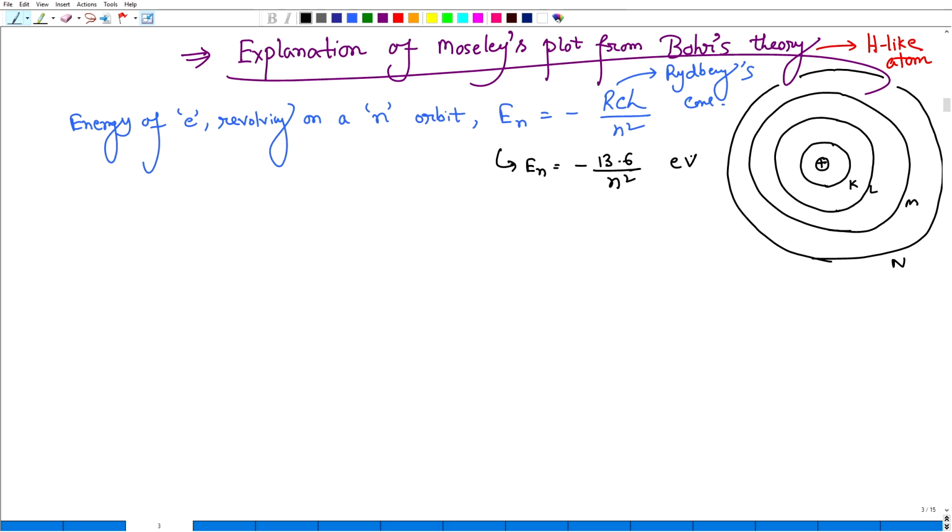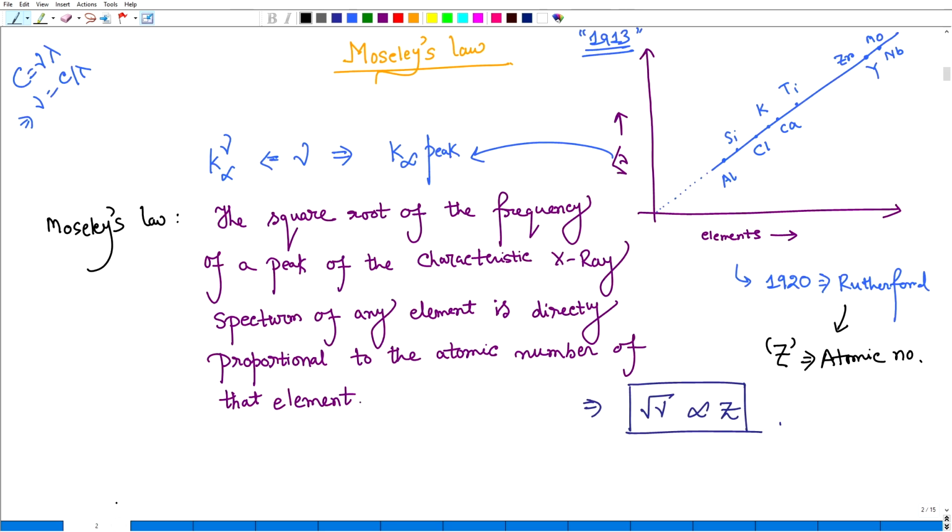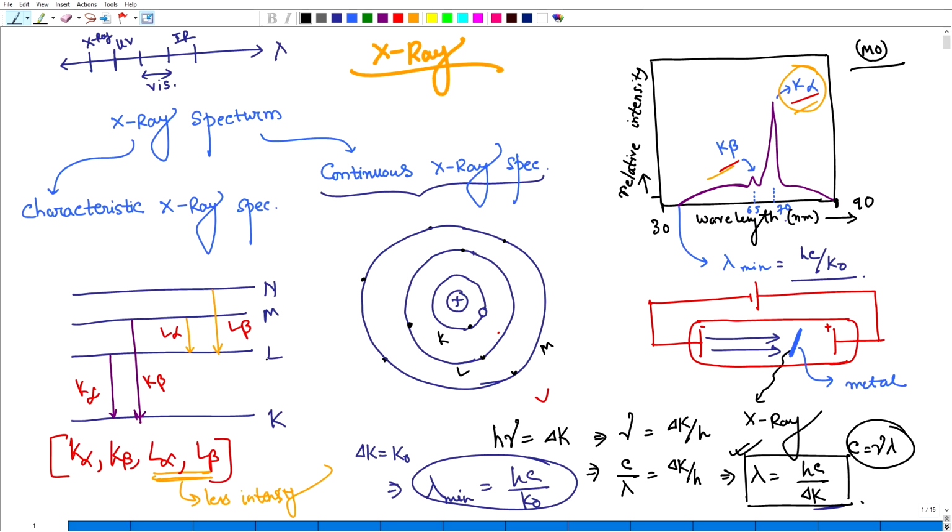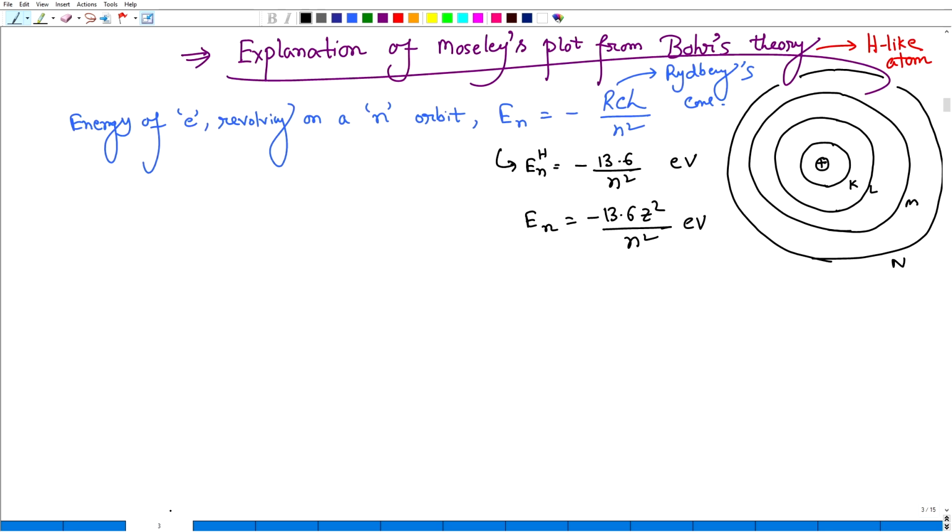Specifically for the hydrogen atom, this will be over n square electron volt, and for any atom it is this. So this is our formula. We can apply it directly, because ultimately we have to find the k alpha peak. That means we subtract the energies, EL minus EK, and convert that into frequency, which should give root over nu proportional to Z. But that is not the case, because first of all we are not dealing with a hydrogen atom.